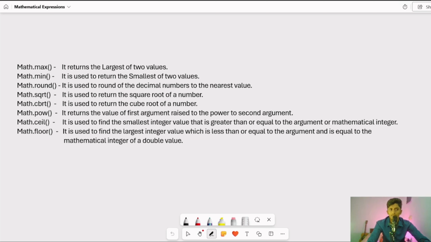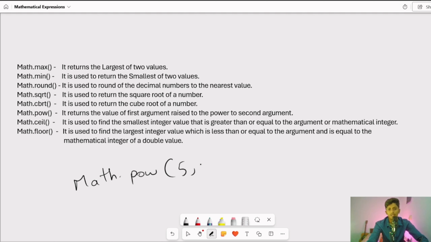Let's see some of the commonly used Math functions one by one. That is Math.max, it returns the largest of two values. Math.min, it returns the smallest of two values. Math.round, it is used to round the decimal numbers to the nearest value. Math.sqrt is used to return the square root of a number. Math.cbrt is used to return the cube root of a number. Math.pow, that is Math.power, it returns the power of the number. So it is like this, Math.pow of 5 comma 2. This is equal to 5 power 2.